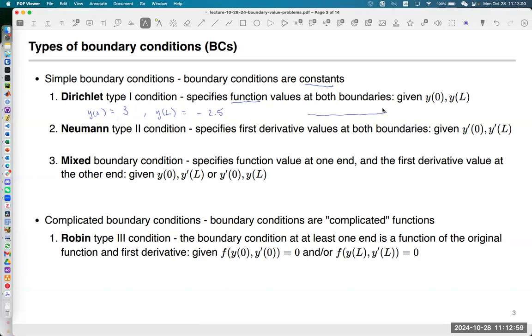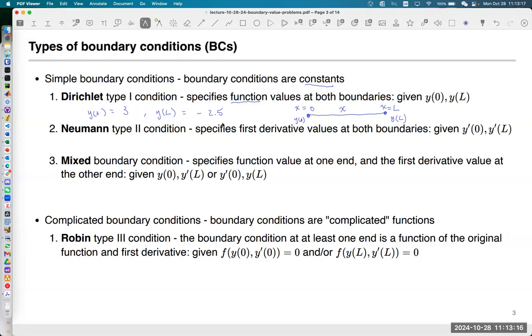And you can think of it as when you have an interval x, and x is equal to 0 at the left boundary and x equals L at the right boundary, we know the function's point, y of 0, and then the function's point, y of L.